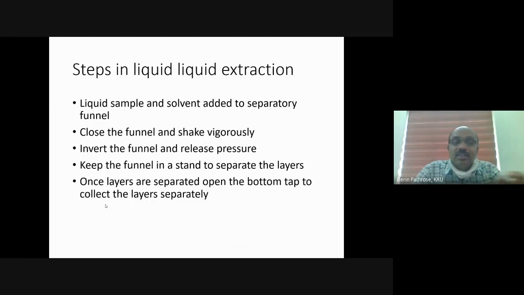Close the funnel, invert it, immediately release the air, then close the stopcock, then slightly shake it, release the air. You can increase the shaking strength each and every time, but the first time don't shake vigorously. Then keep the funnel in the stand to separate out the layers, and once the layers are separated, open the bottom tap to collect the layers separately.